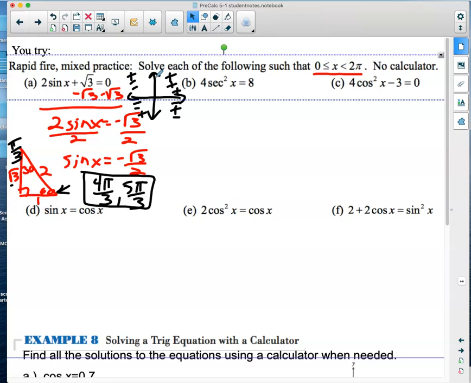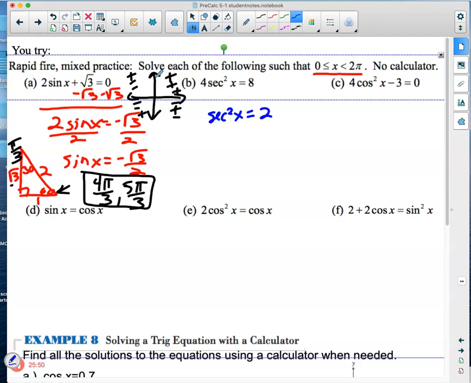Well, B looks very similar. So why don't we just try and solve this one that way? So it'll be secant squared x equals 2. All right. Well, what can I do with that? Well, I certainly know that secant is what you get when you flip cosine.